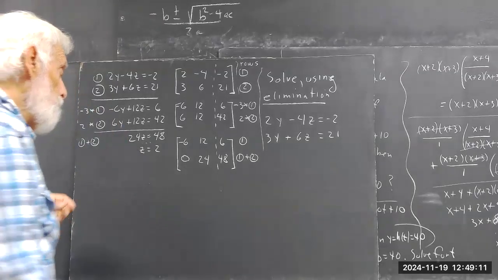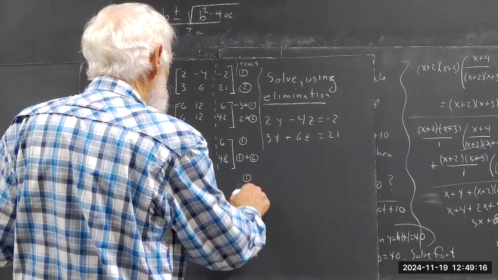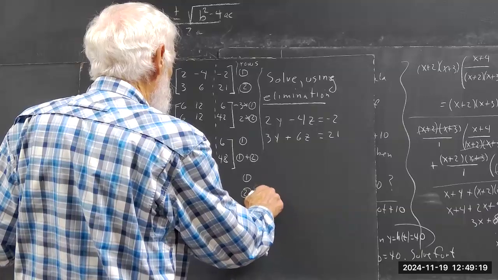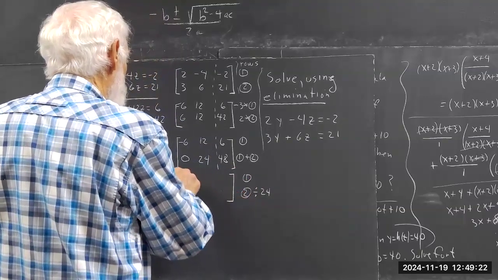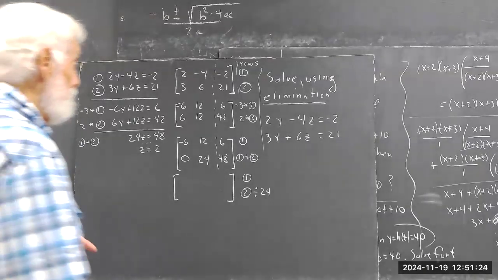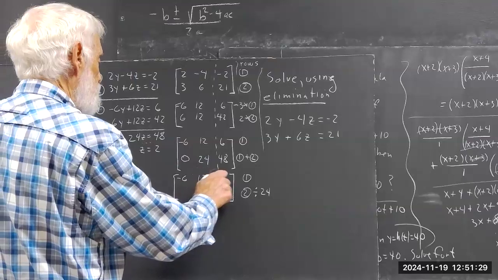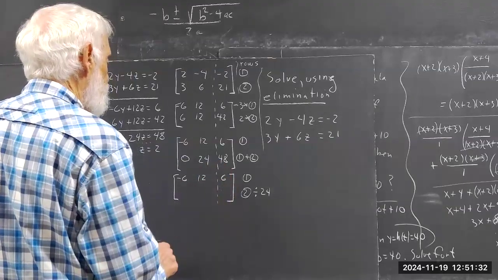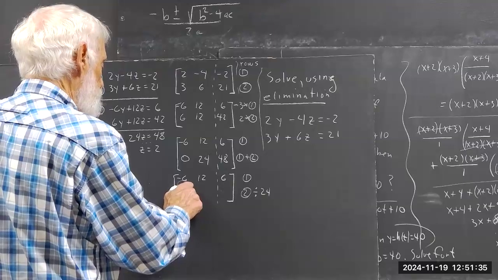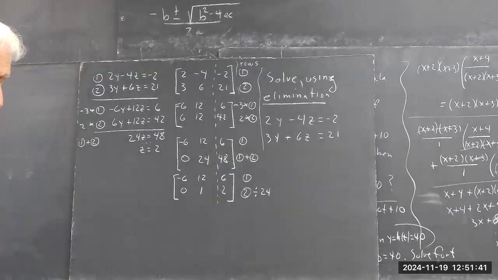Well, now I write down row 1, and I write down row 2 divided by 24. So we do it. Well, what we get is actually very simple. We write down equation 1 from the previous step. That's -6, 12, 6, and 0, 1, 2. Okay.